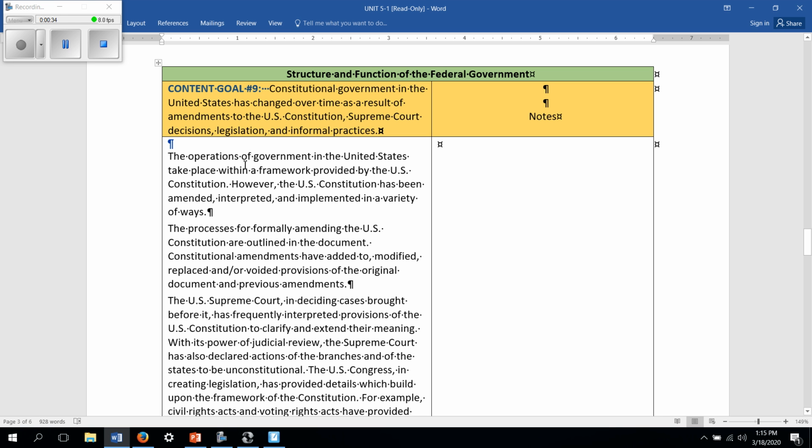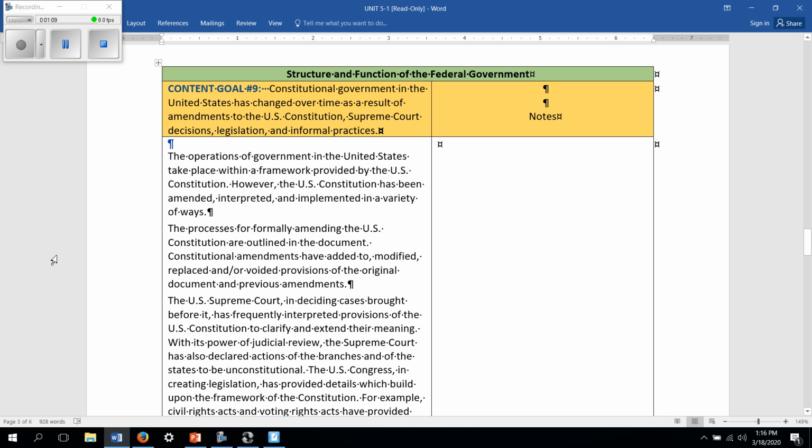So, constitutional government in the United States has changed over time as a result of the amendments to the U.S. Constitution, Supreme Court decisions, legislation, and informal practices. All right, so this first paragraph has to do with the operation, and we have already seen this when we looked at the articles, but let's go over it. The operation of government in the United States takes place within the framework provided by the U.S. Constitution. However, the U.S. Constitution has been amended, interpreted, and implemented in a variety of ways.